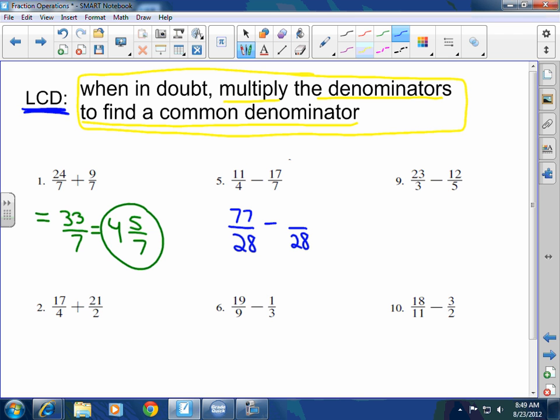Multiply by 4. Very good. What's 4 times 17? 68. Fantastic. Now, 77 28ths minus 68 28ths. What's that going to equal? 9 28ths. Can I reduce? No, I cannot.